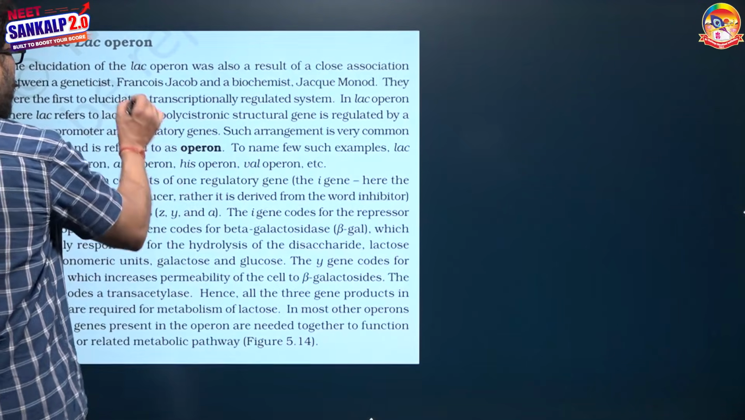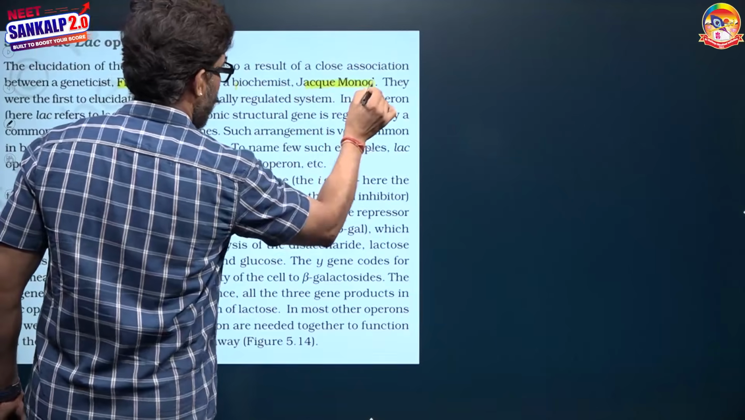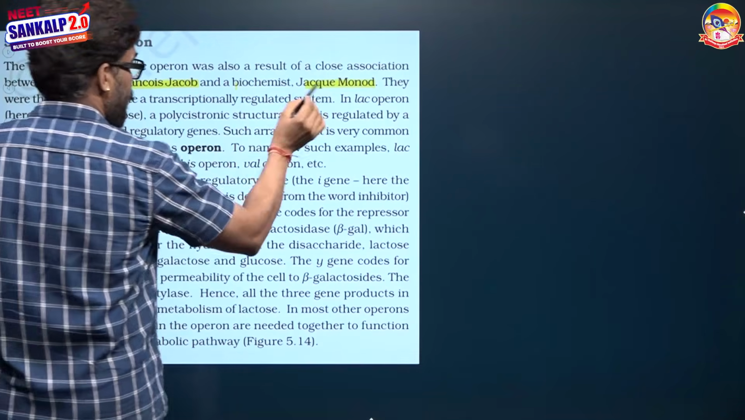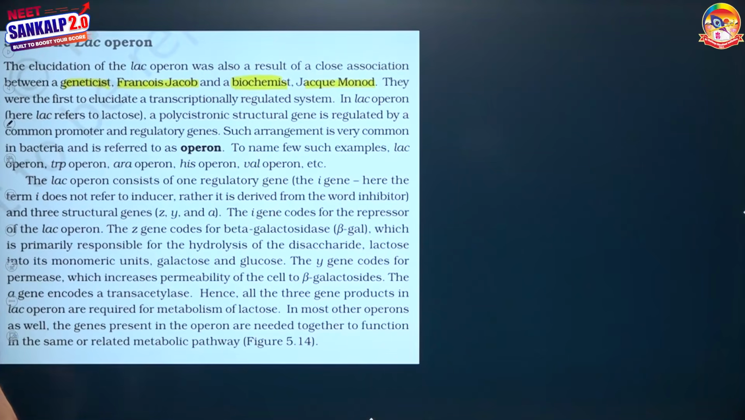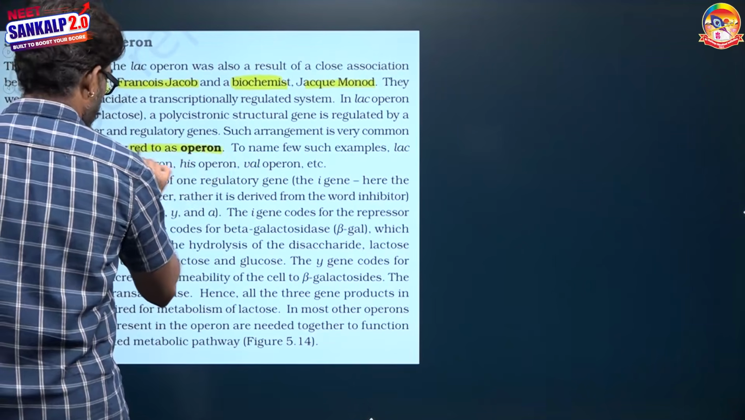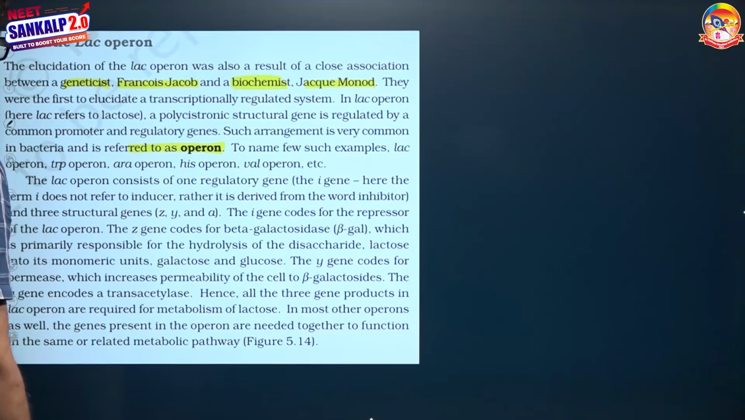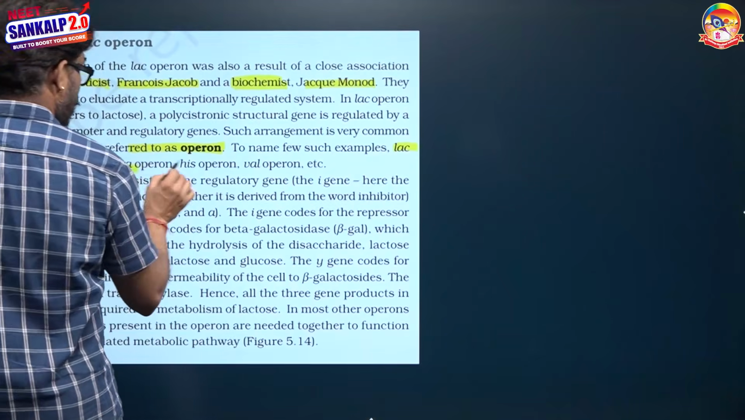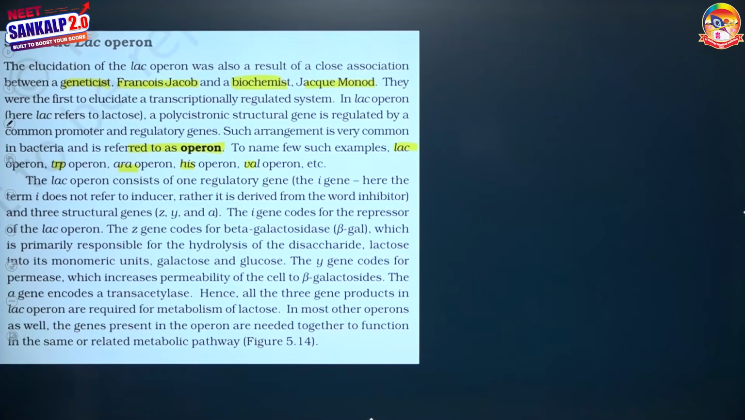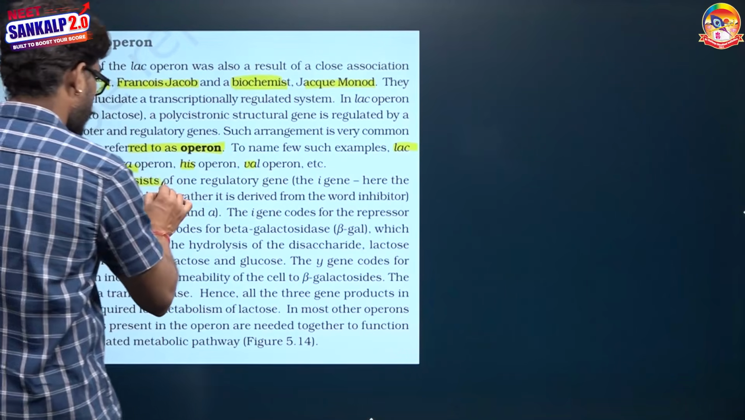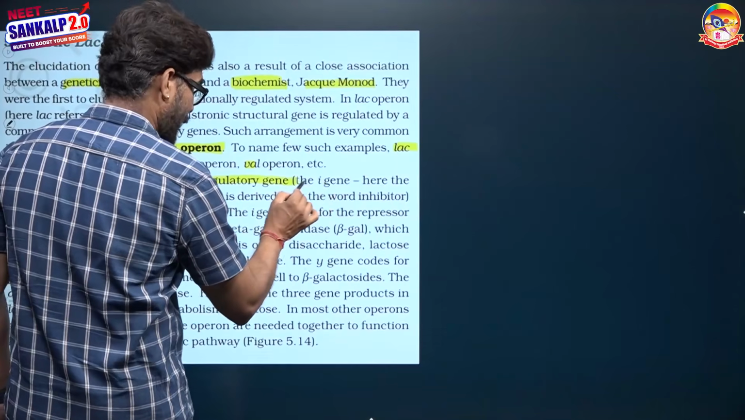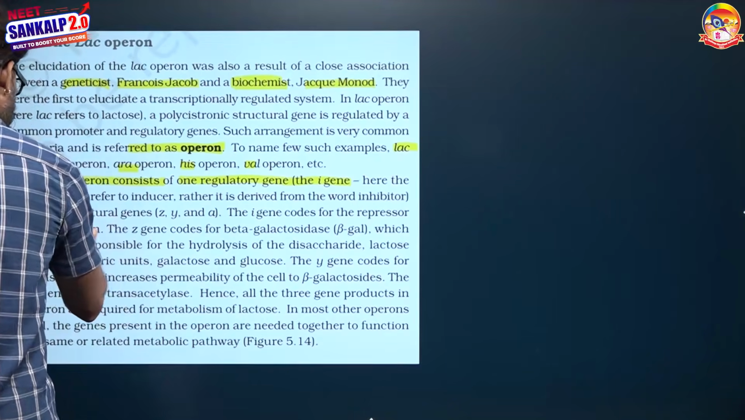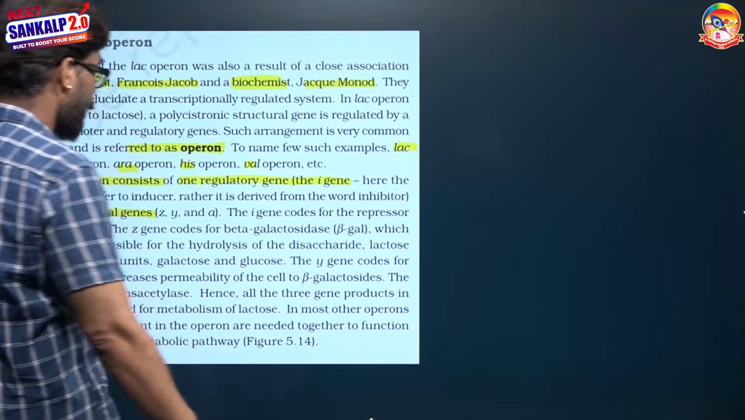Lac operon, Jacob and Monod. Keep in mind, Jacob was a geneticist, Monod was a biochemist. The name of the model is the operon model. Examples: lac operon, tryptophan operon, etc. The lac operon consists of one regulatory gene, also called the I gene, and three structural genes, Z, Y, A.